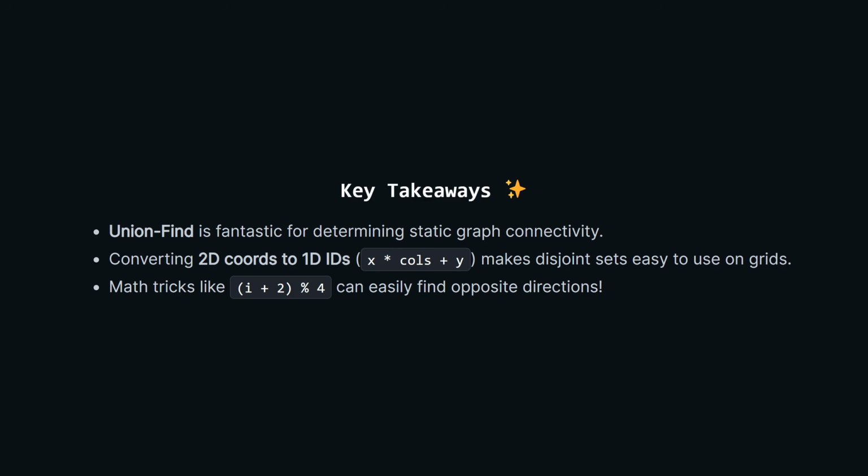So, the main lessons to take away from this problem are: union find is amazing for seeing if things connect. Mapping 2D coordinates to flat lists is a crucial skill. And using modulo arithmetic for directions can save you from writing endless if statements.